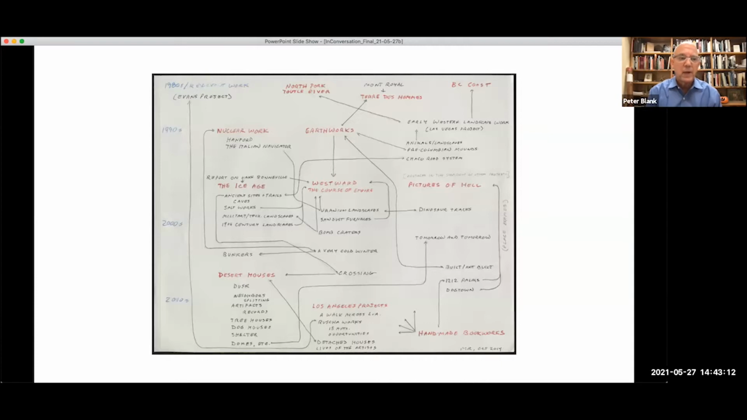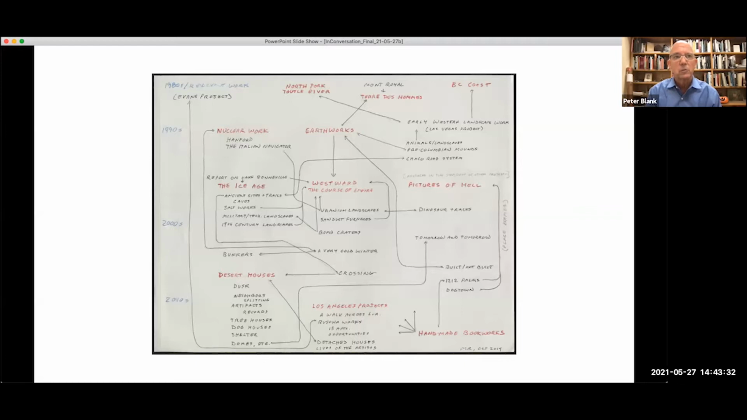The range of Mark's practice is considerable. This is a sort of flow chart that he developed for the 2014 Scotiabank Award catalog, published in 2015. There's an enlargement of it here in the exhibition. Of course, the original is now part of the archive.